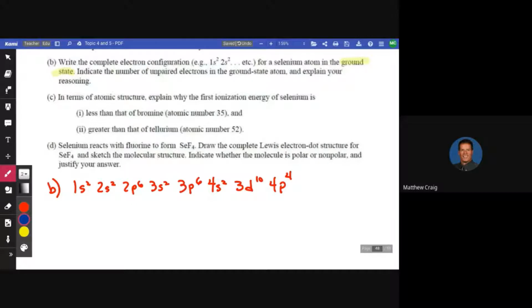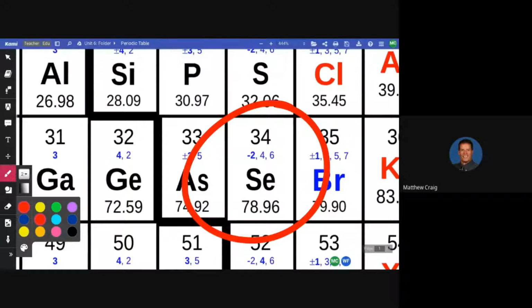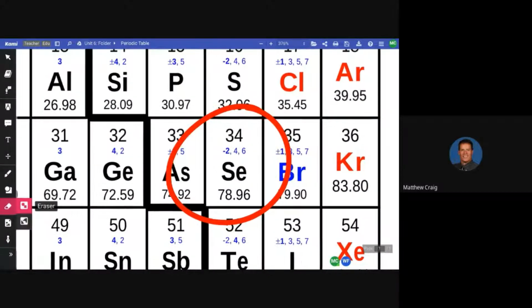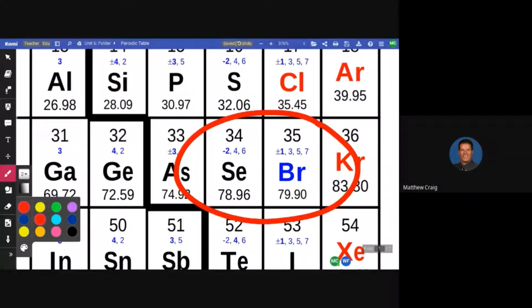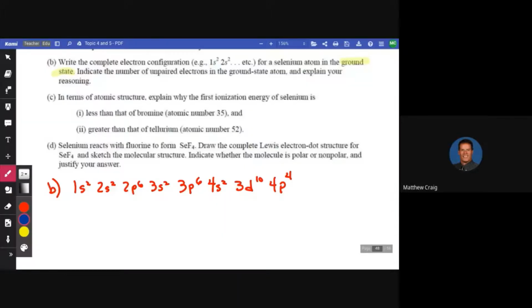In terms of atomic structure, explain why the first ionization energy of selenium is less than that of bromine. So let's see where selenium and bromine are. Bromine is right next door. So we're looking at these two right here. It says that selenium has a lower first ionization energy than bromine.